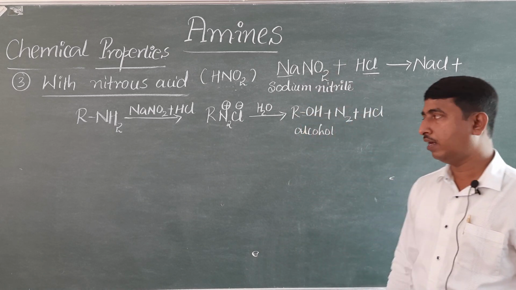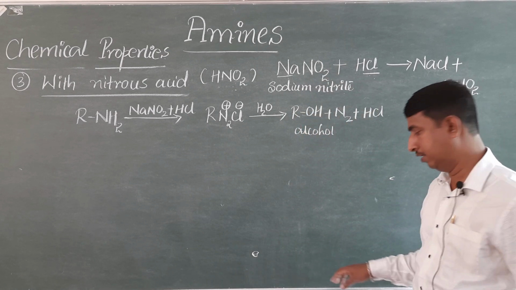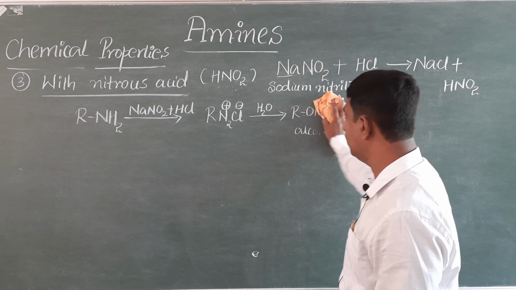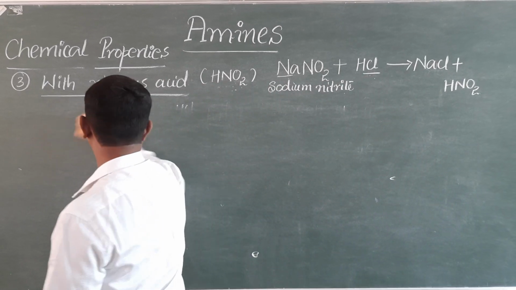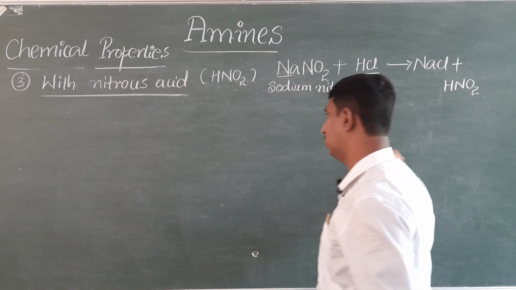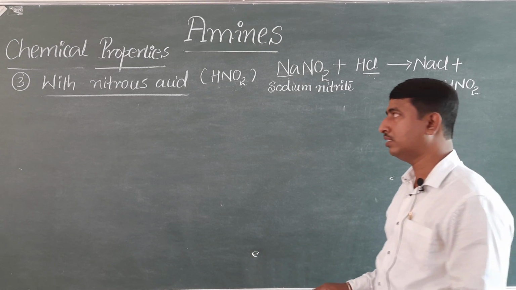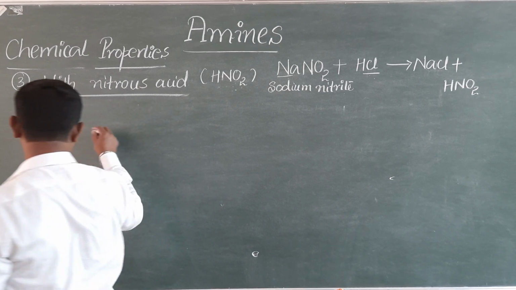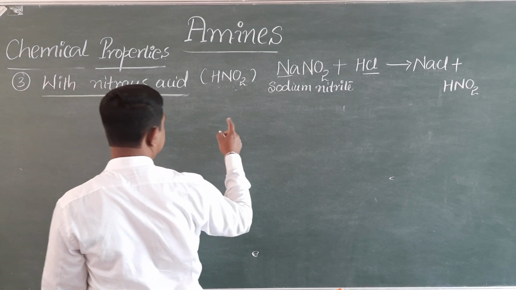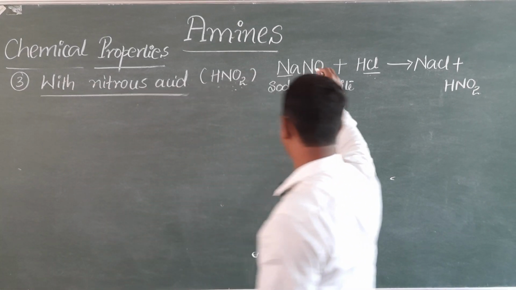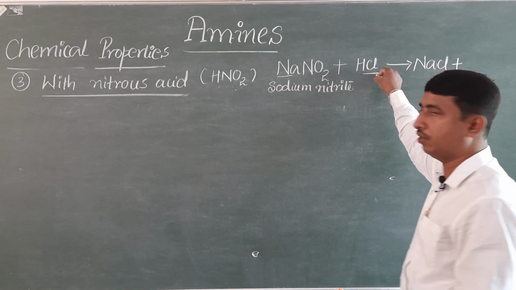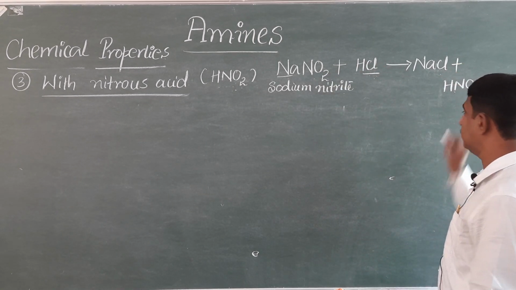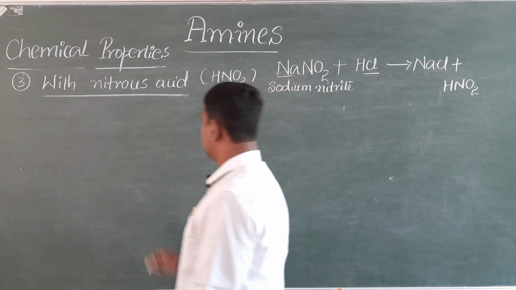This is in the case of aliphatic primary amine. In the same way, aromatic amines also react with nitrous acid, forming diazonium salts. Let us take aniline. First step is the same: nitrous acid is obtained by treating NaNO2 with HCl, producing NaCl and nitrous acid.